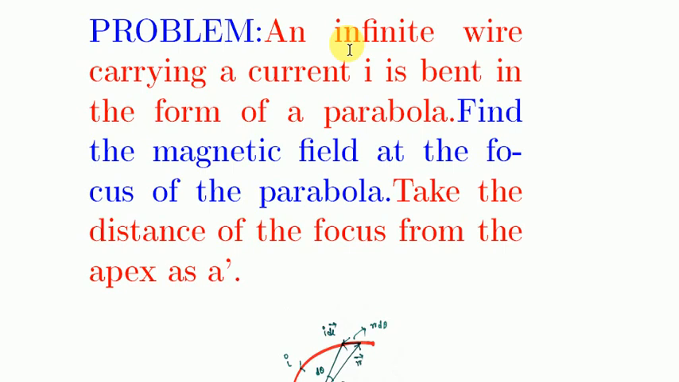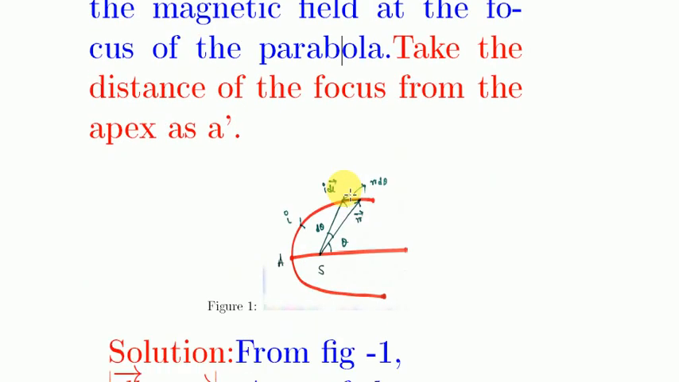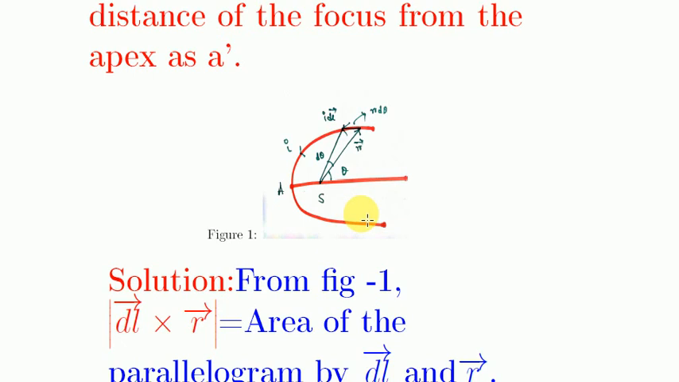Infinite wire in the form of a parabola which is carrying a current I, and we have to calculate the magnetic field at the focus of this parabola due to this current. So this is the problem, and let us see first the diagram.